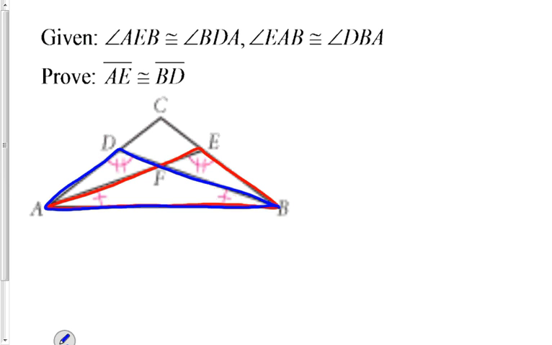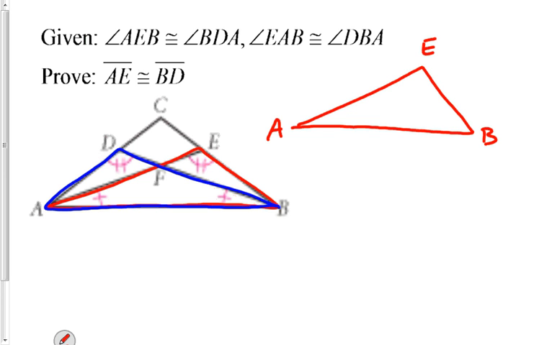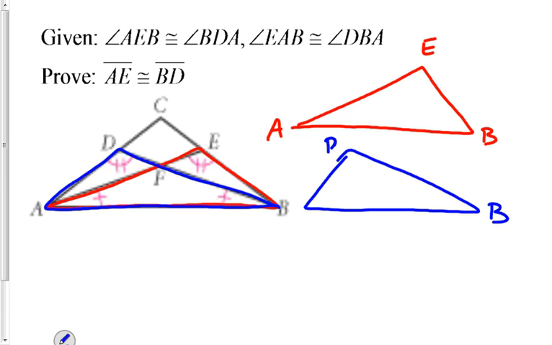Now let me draw these two triangles separately so that I get a good visual of what's happening. AEB and BDA. Now let me mark the things that are congruent here. I have this angle, and I have this angle. Then I have this angle, and I have this angle.